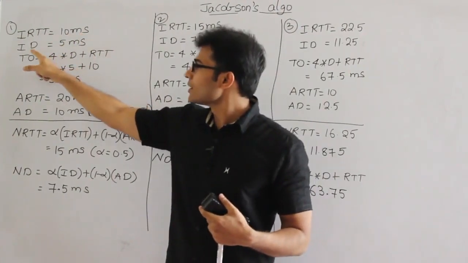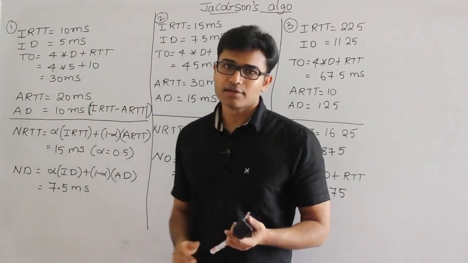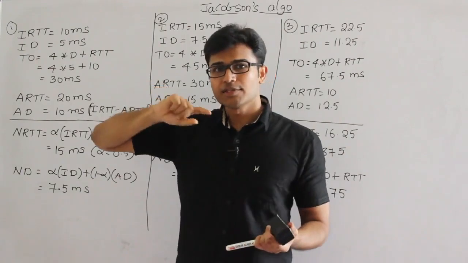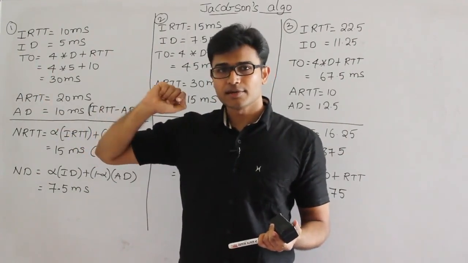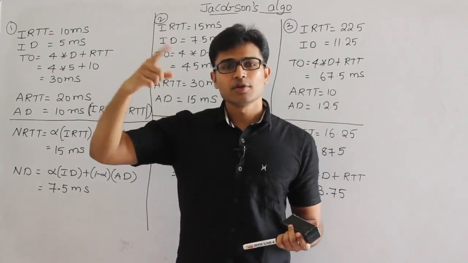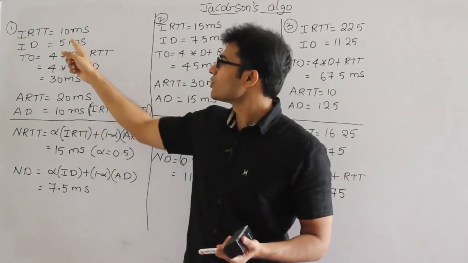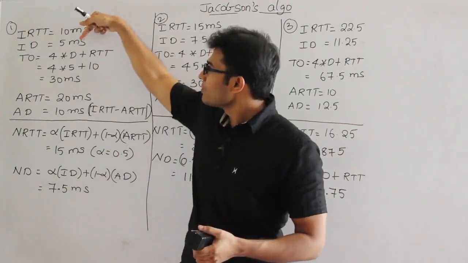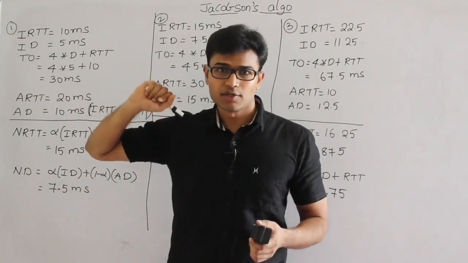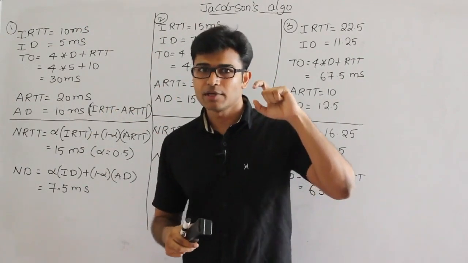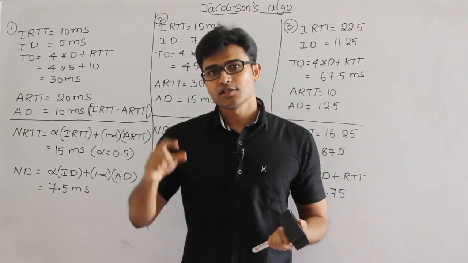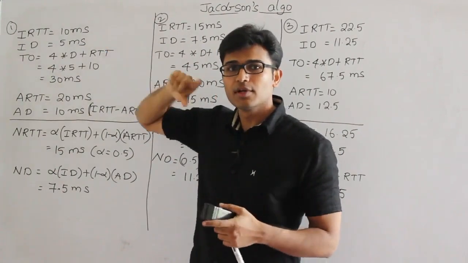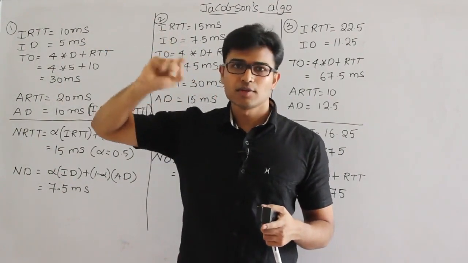And along with that, I'm guessing that the initial deviation could be 5 milliseconds. What does it mean? I'm expecting that if I send a segment now, the acknowledgement could come in 10 milliseconds. Moreover, I'm expecting that there could be a deviation from this 10 milliseconds. How much? 5. You take this 10 and add plus or minus 5, which is nothing but 5 to 15. So instead of expecting the acknowledgement in 10 milliseconds, we are expecting it in a range of 5 to 15 milliseconds.